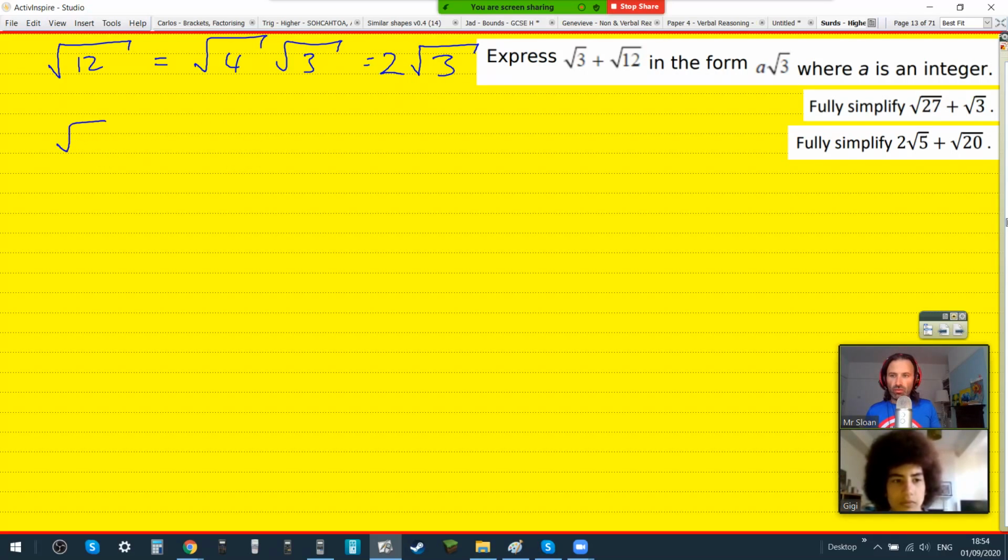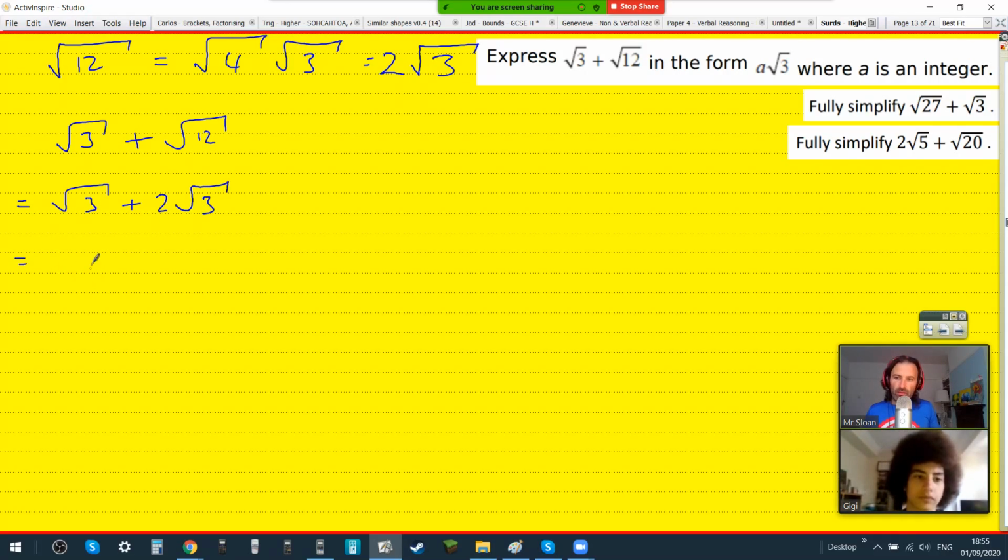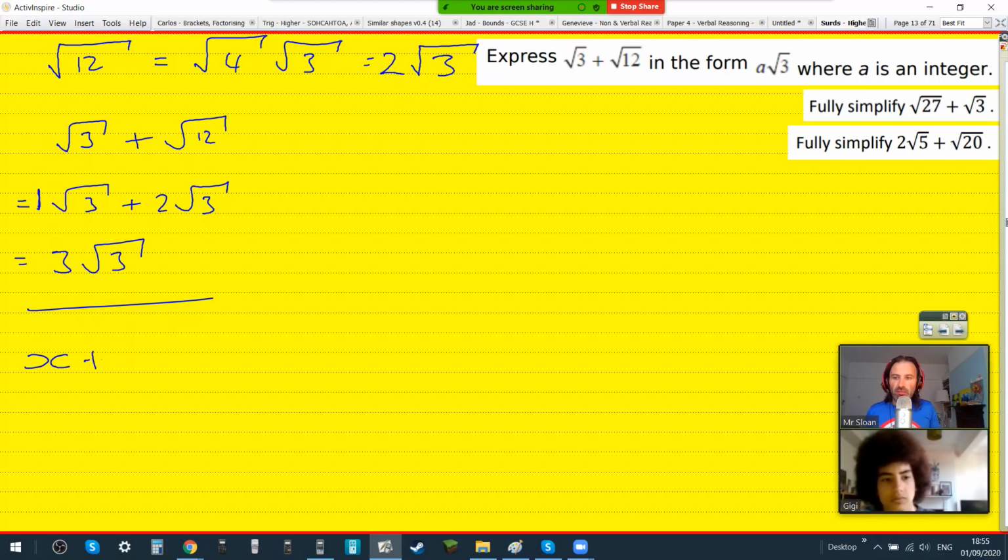So root 3 plus root 12 is the same as root 3 plus 2 root 3. What is root 3 plus 2 root 3? What is 1 root 3 plus 2 root 3? Oh, 3 root 3. Yeah. And what is x plus 2x? 3x. Yeah, and that's why this is 3 root 3. It's exactly the same. Let's try the second one.